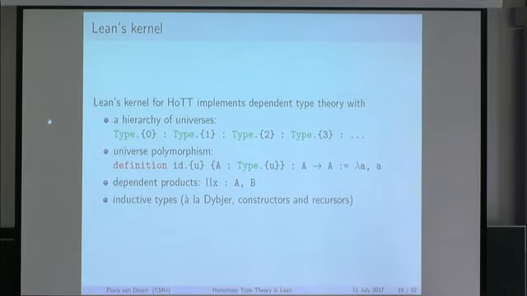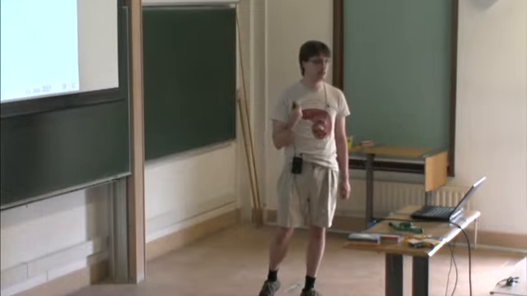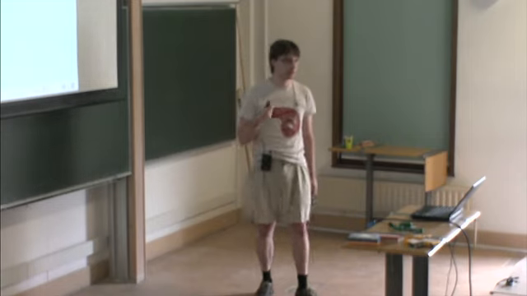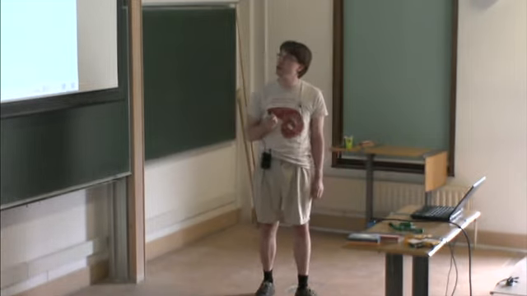It supports universe polymorphism, so you can define a function at all universes simultaneously. So this is the identity function in an arbitrary universe. It has dependent products, and it has inductive types natively. And these are a la Dybjer, where you only add the constructors and the recursion principle for the inductive types, and things like pattern matching are not in the kernel.